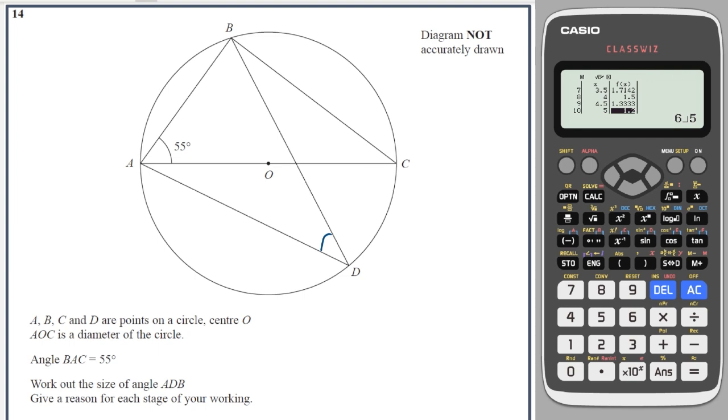Okay, well, first off, this is a semicircle because this is a diameter, which means the angle in a semicircle is 90 degrees. So I would say that ABC is equal to 90 degrees, and that is due to angle in a semicircle is 90. That's all you need to write for that. That is enough. And then I can work out that this one here must be 35.